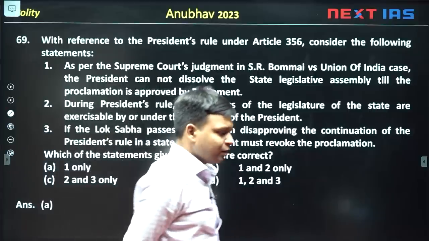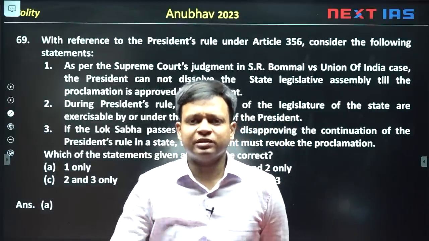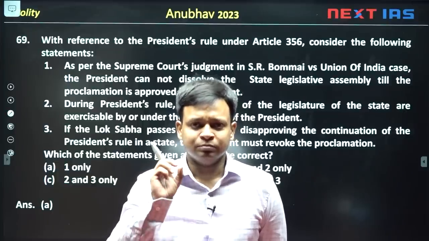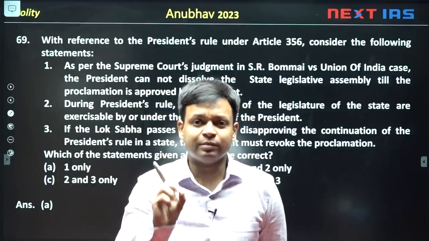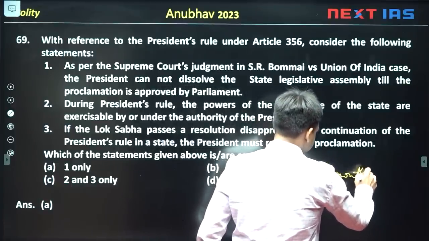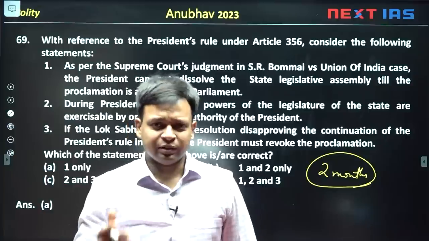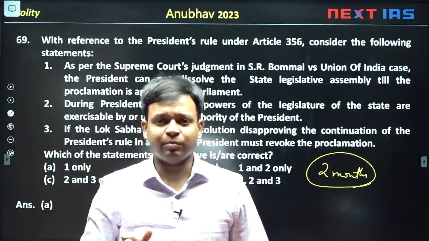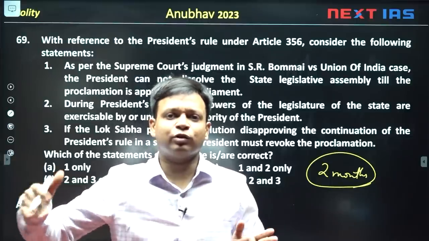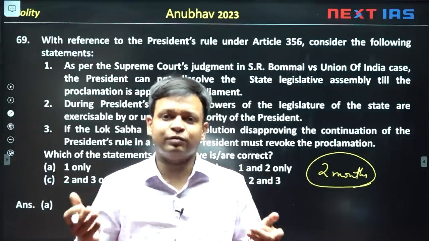Now see, the Supreme Court had given a very important judgment in the SR Bommai case. All of you are aware of it. There the Supreme Court had said that until the parliament approves the president's rule, what is the time period? A 2 month time period is there, within which President's rule shall be approved by both houses of parliament. Remember, once a state emergency or President's rule is imposed, it can continue for 2 months without approval of both the houses. But if it is not approved in both the houses, then it will lapse.